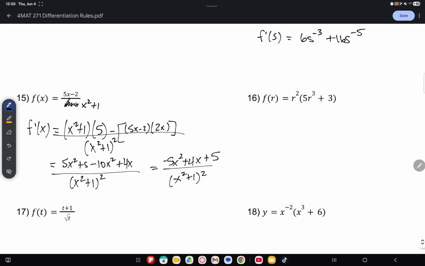I think the intention is for this to be a product rule, but I can distribute and make things a little easier. So let's make this a 5r to the 5th plus 3r squared, and then apply just the power rule. So 25r to the 4th plus 6r.